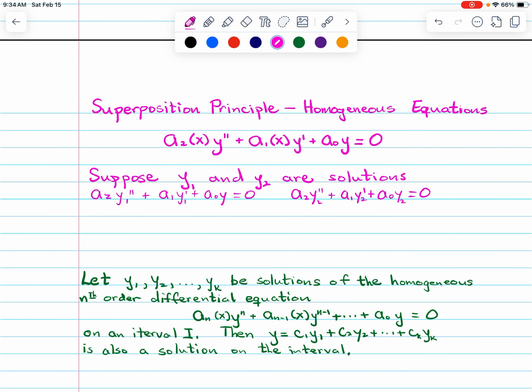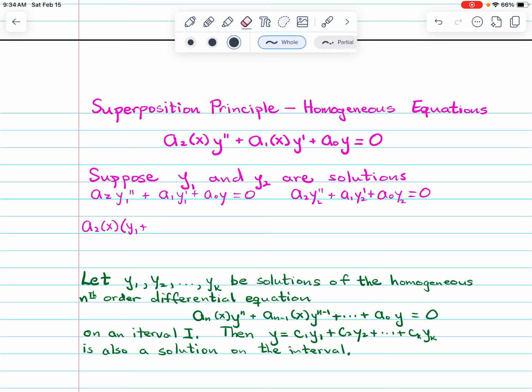Now, let's put both of those in there. So let's look at this. Let's suppose we've got a2 of x, and we've got the second derivative. So we've got y1 plus y2, like that.